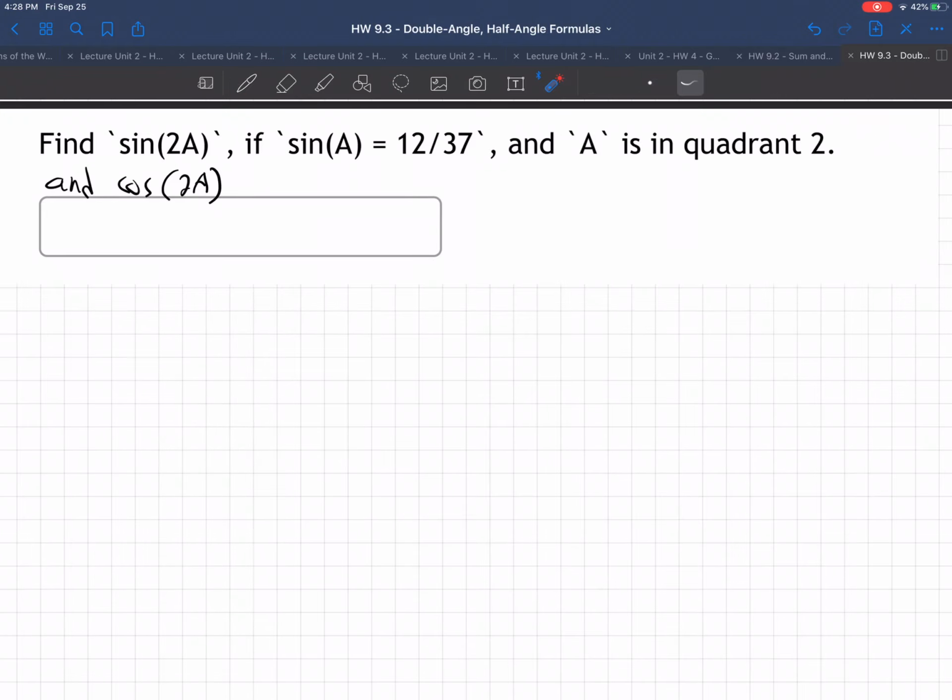Here's an example in which we're finding the sine of 2a and the cosine of 2a if the sine of a is 12/37 and a is in quadrant 2. So how do we do this? So step number 1.